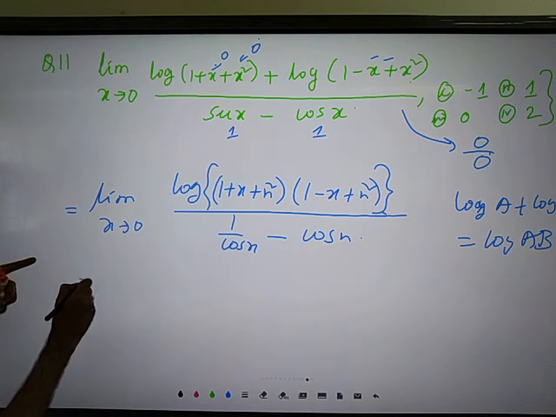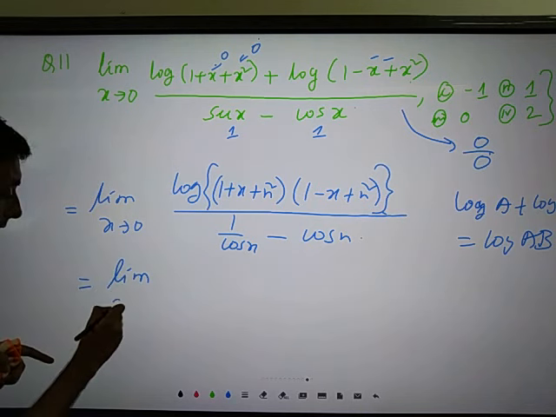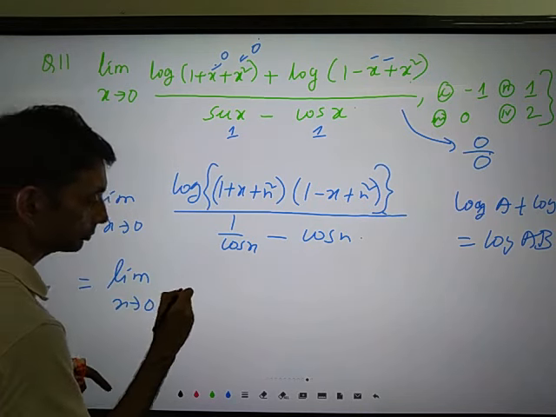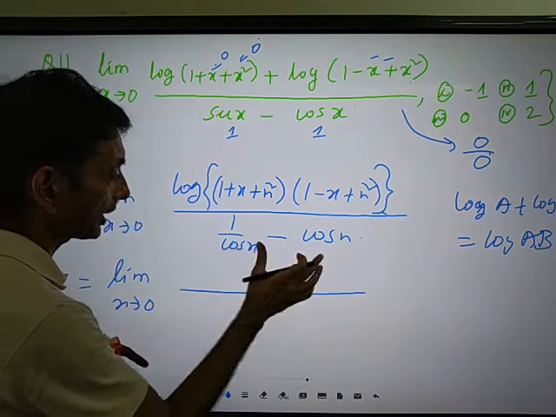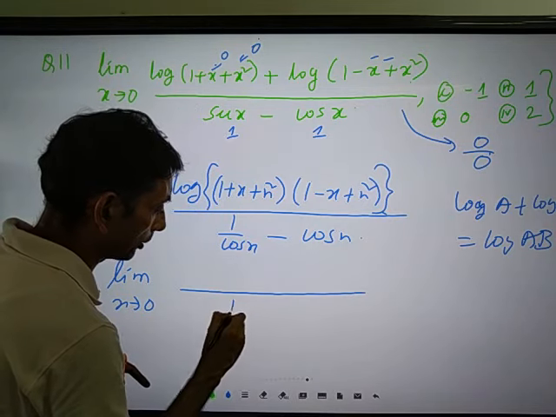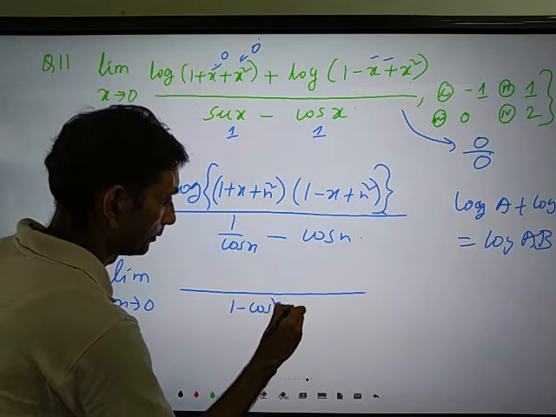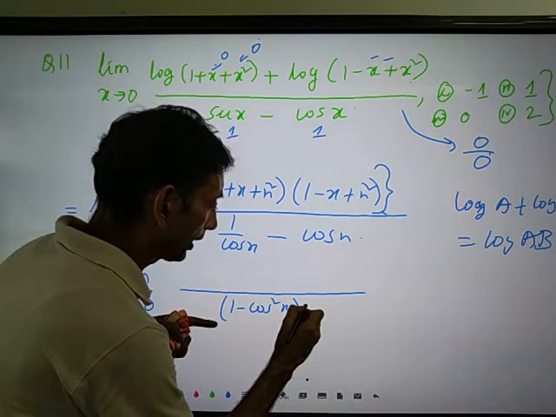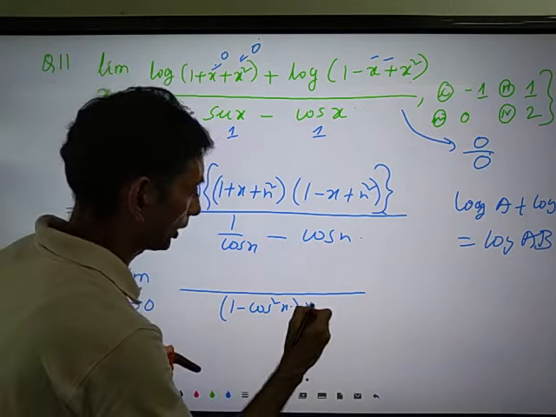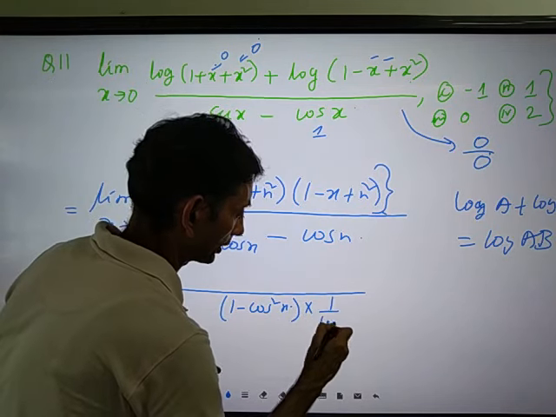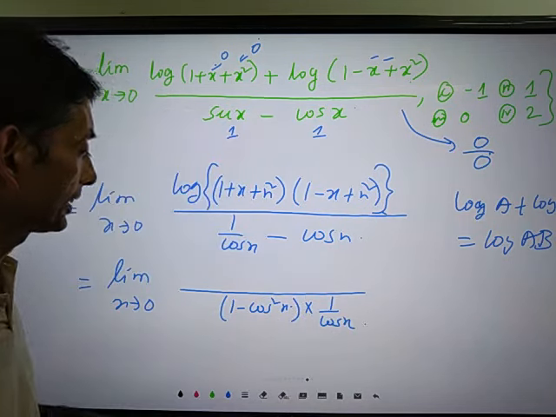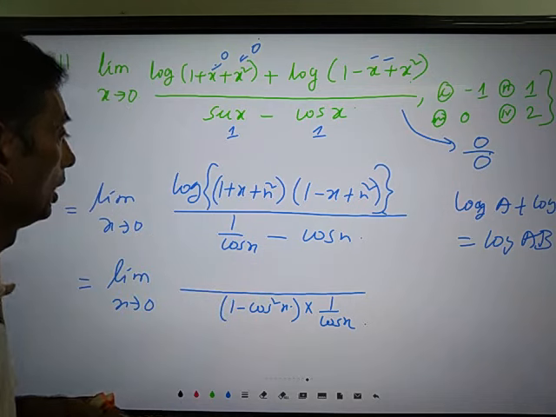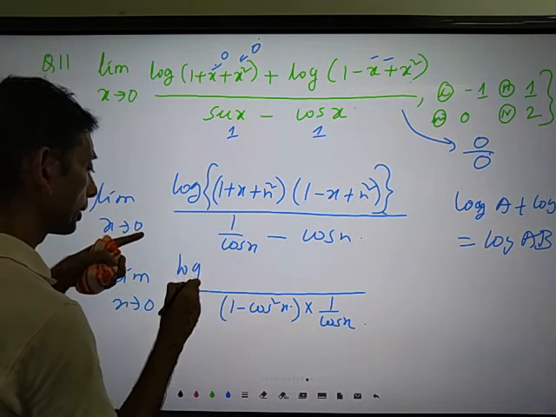Now what's the next step? Limit x tends to 0. If we take the LCM here in the denominator, we get 1 minus cos square x, multiplied by 1 by cos x. Done. Now we can simplify the numerator.